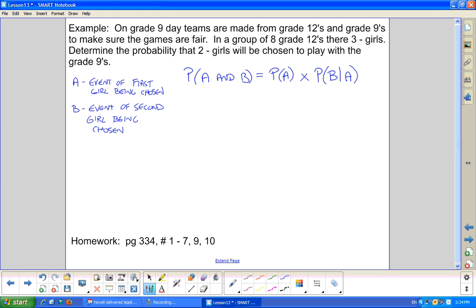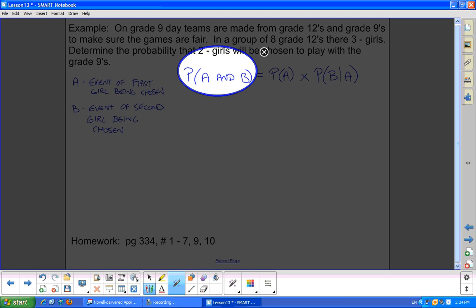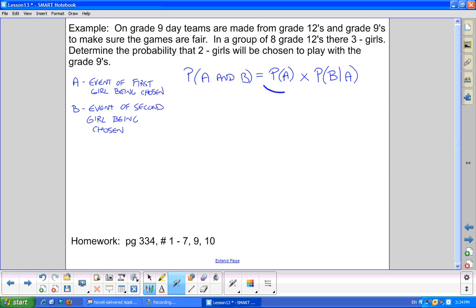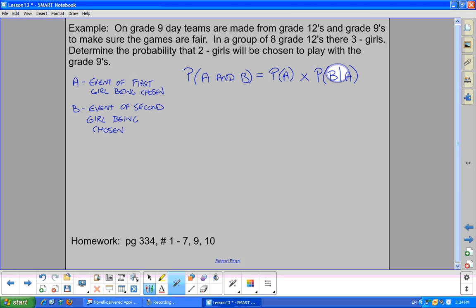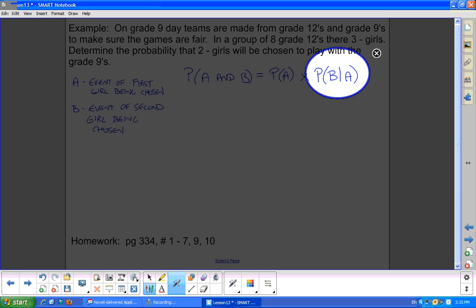So the question this time is, what are we looking for? There are 3 unknowns here. There's the probability of A and B occurring. There's the probability of event A. And there's the probability of event B occurring, the second girl, given that A has occurred.